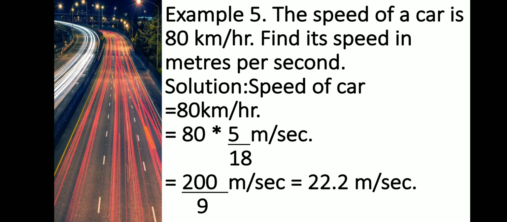Now come to example 5. The speed of a car is 80 kilometer per hour. Find its speed in meter per second. Now we have to convert this kilometer per hour speed into meter per second. Now let us see the solution. Speed of car is 80 kilometer per hour and we have to convert this into meter per second. So we are going to multiply 80 with 5 by 18 and that becomes 200 by 9 meter per second, which equals 22.2 meter per second.